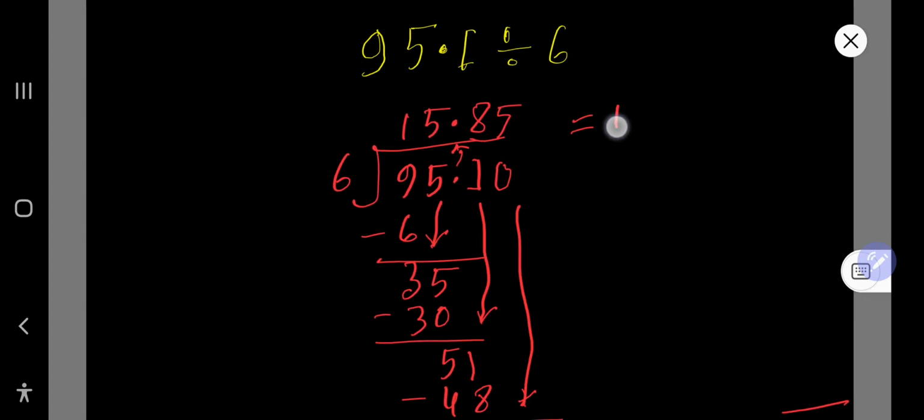So 15.85 is the answer. I think I have discussed all the techniques to divide a decimal number by a whole number.